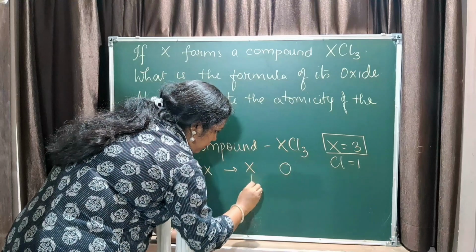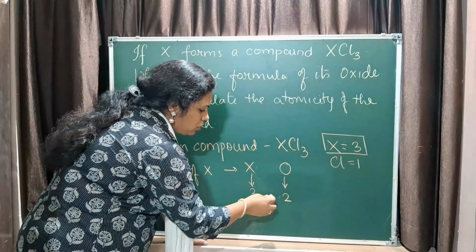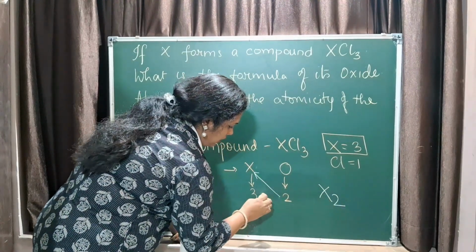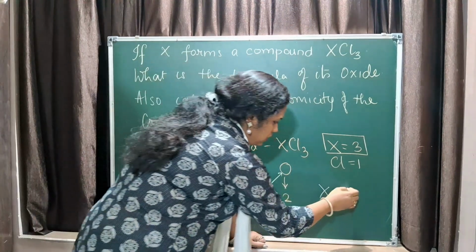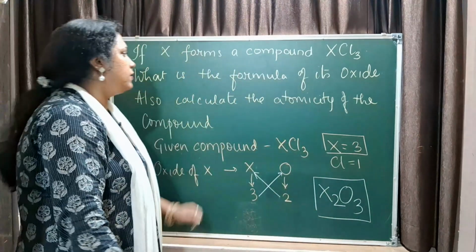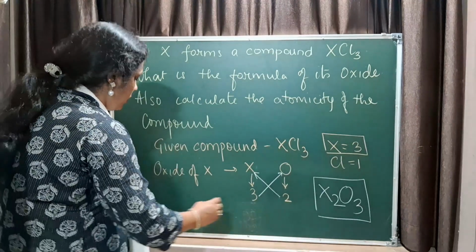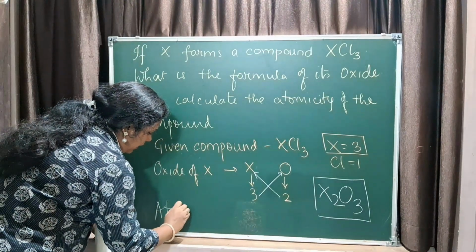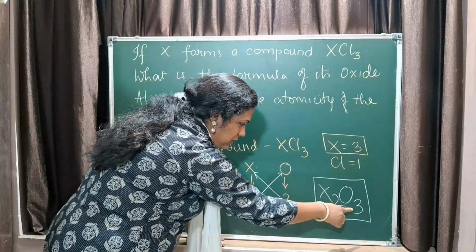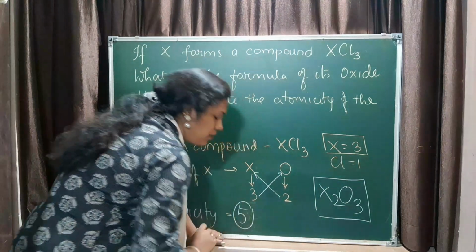Valency of X is 3 and that of oxygen, you know, it's 2. So 2 will be written with this, that is X2, and 3 will be written with O, that is O3. So the formula of the oxide of the X is X2O3. And what is the atomicity of this compound? Atomicity of the compound, 2 atoms of X plus 3 atoms of oxygen. 2 plus 3, so atomicity is 5.